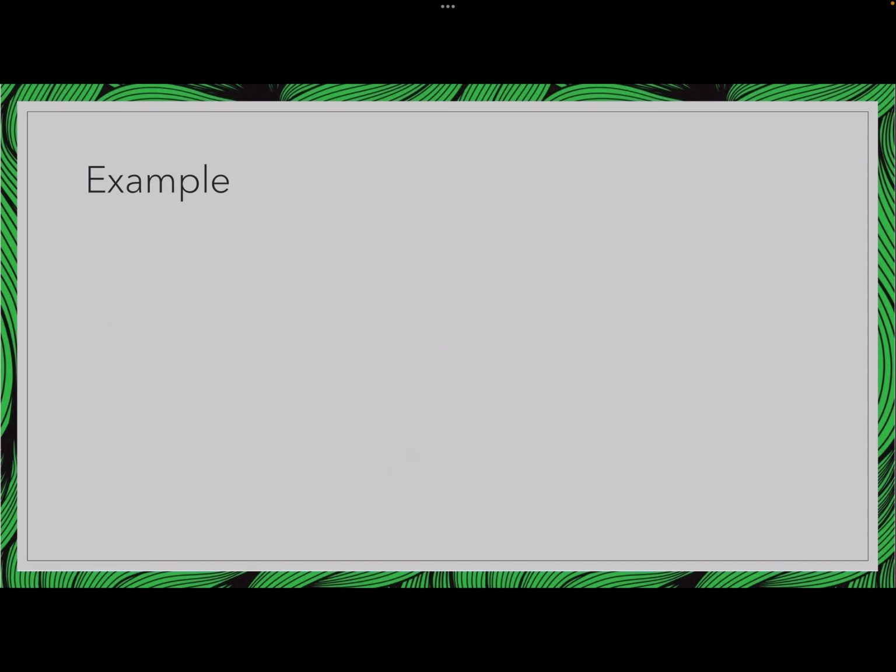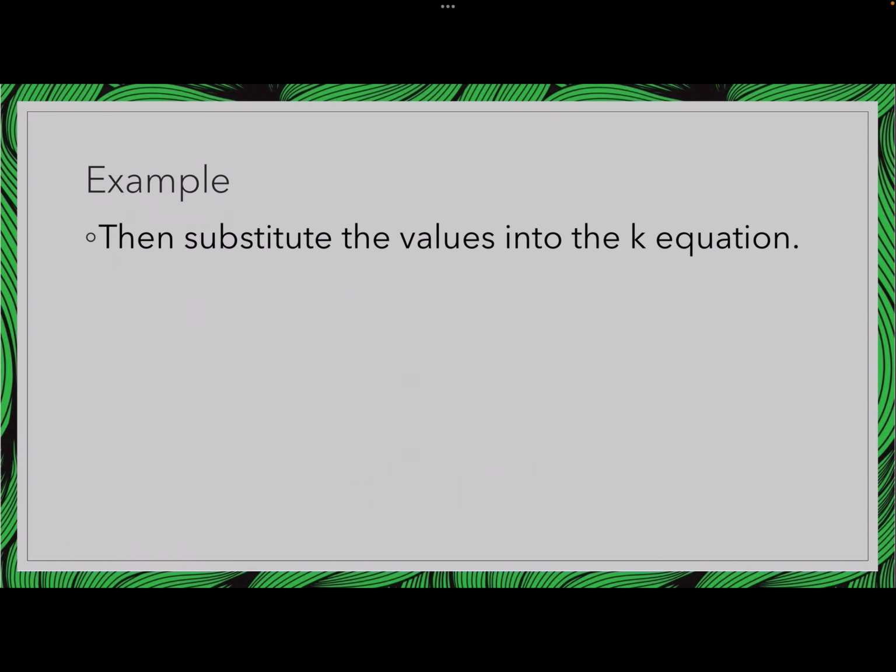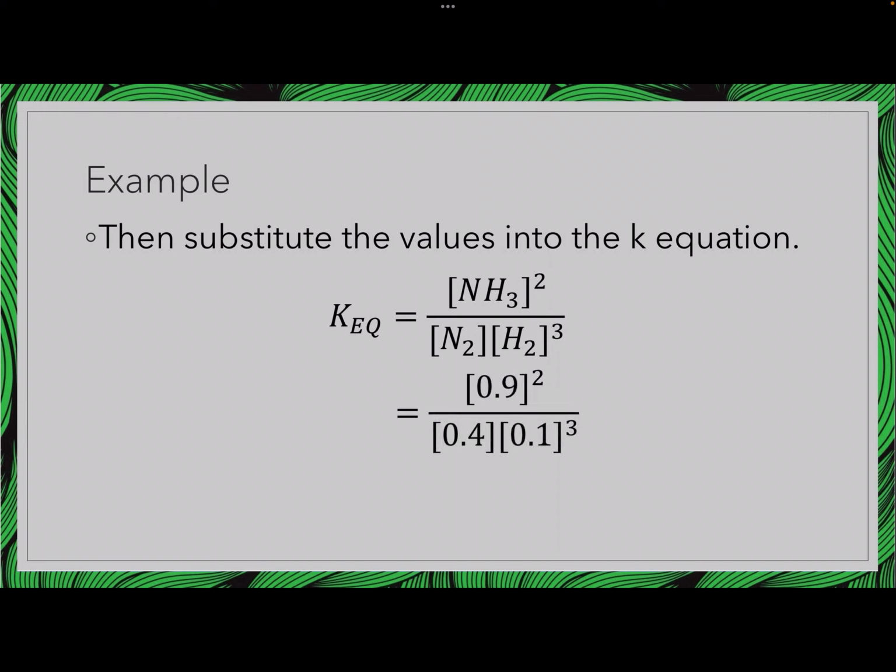We then substitute in the values that we were given. With our K equation, take the numbers from the question and put them in. So 0.9 squared over 0.4 times 0.1 cubed. That gives us 2025. So in this case, it is favoring the products quite a bit. It's pushing very well towards those products.